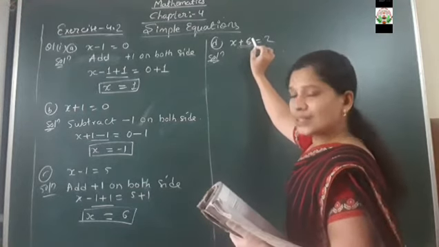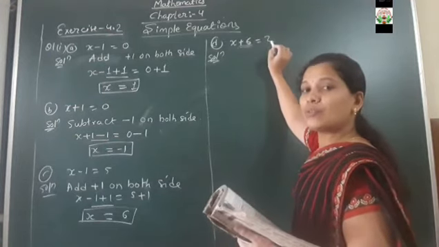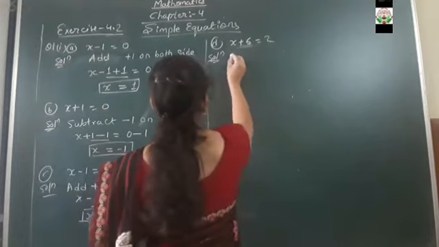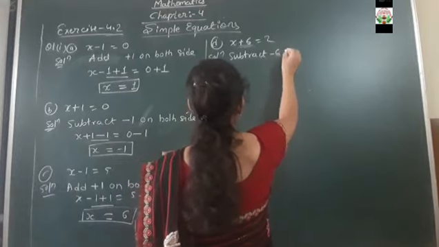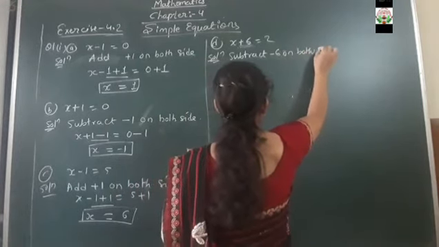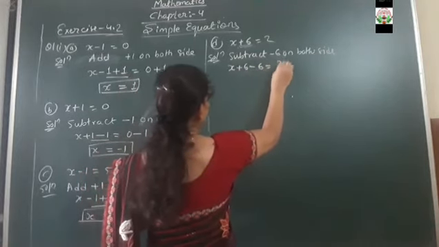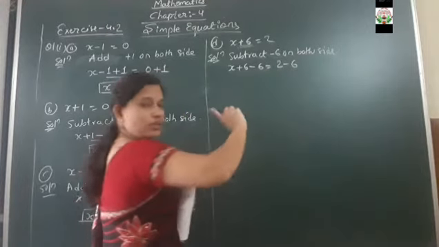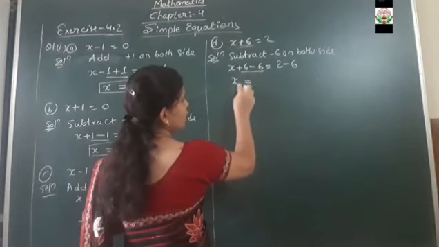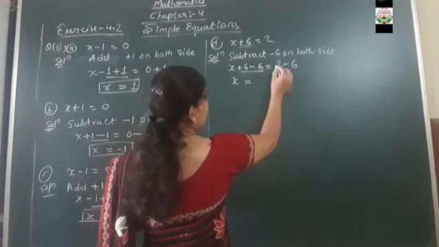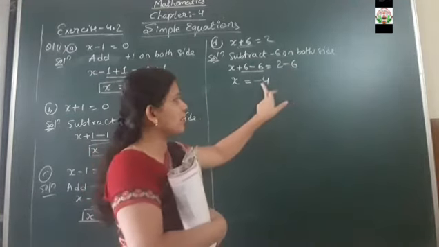So here we are going to transpose this 6 from the left hand side to the right hand side. So for transposing it, what do we have to do? We have to write the step. Okay, so subtract 6 on both sides. So x plus 6 minus 6 is equal to 2 minus 6. Both sides, that means LHS and RHS both. So here plus 6 and minus 6 will become 0. So x plus 0 is x itself, and 2 minus 6 will be how much? Minus 4. As 6 is a greater number whose sign is negative, that negative sign will come in the answer.